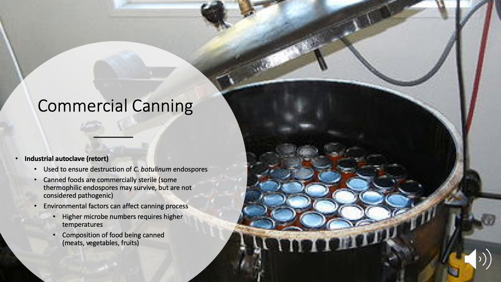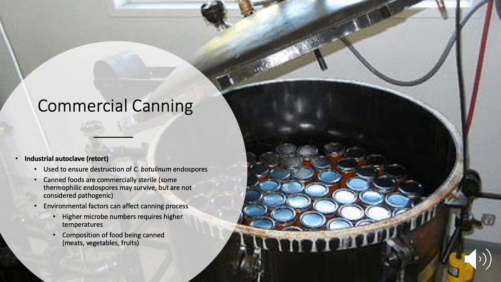Canned foods are going to be sterilized in a manner known as commercial sterilization. In commercial sterilization, there are sometimes a couple endospores that are referred to as thermophilic. They may be able to survive the heat that's being applied in the retort. Environmental factors can also play a role. If they're canning vegetables from one farm that has a higher microbial count in its soil than another farm, there could be a much higher microbial count in a specific crop.